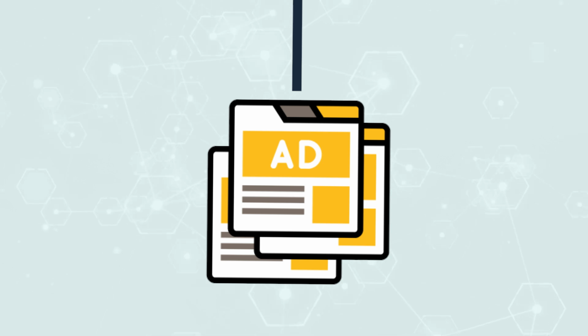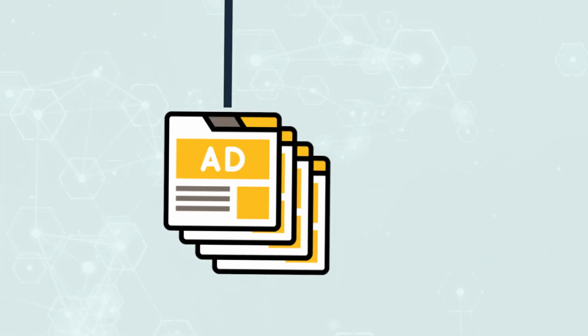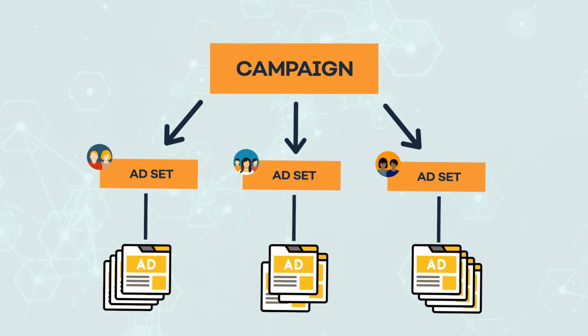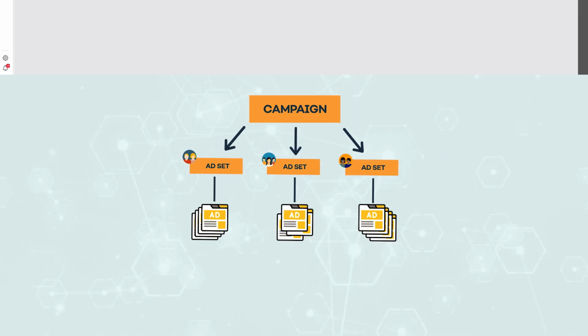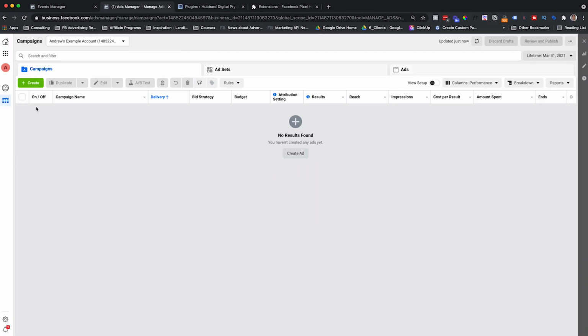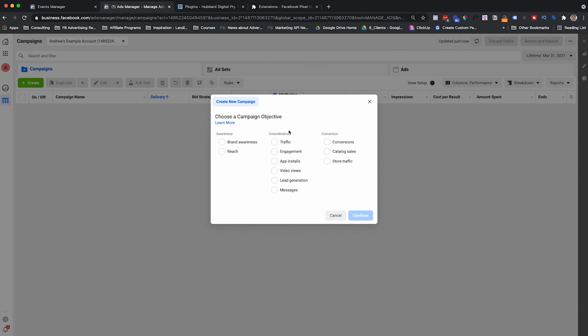Same again, you might have another ad set with a different audience and then specific ads for that audience in the next ad set, okay? So you have one campaign, multiple ad sets, and then multiple ads within each ad set. Now, let's go ahead and create our first one. So back in the ad manager, you want to click on create, and then we're going to choose our objective.